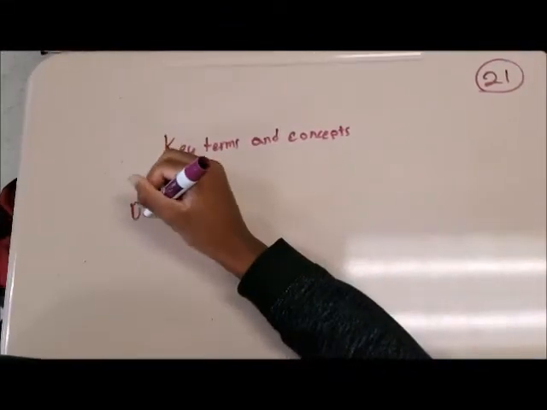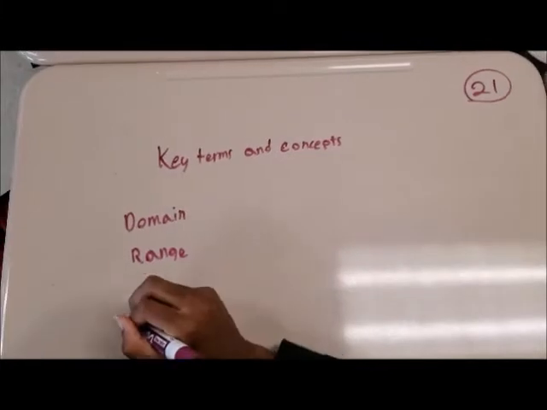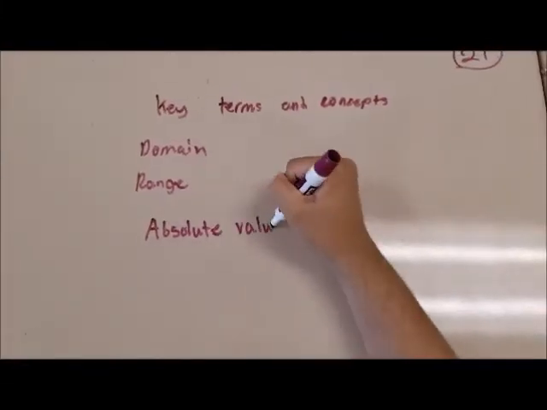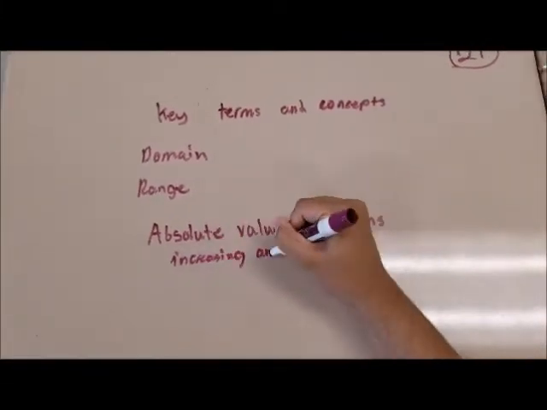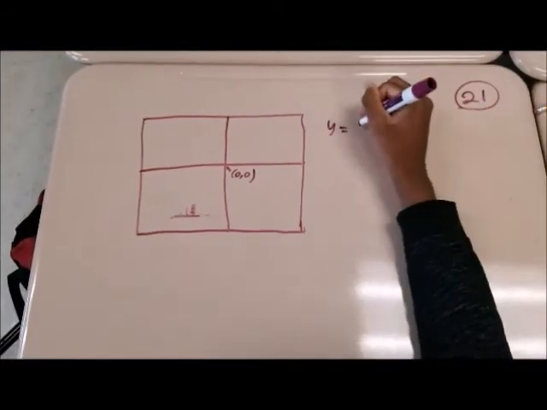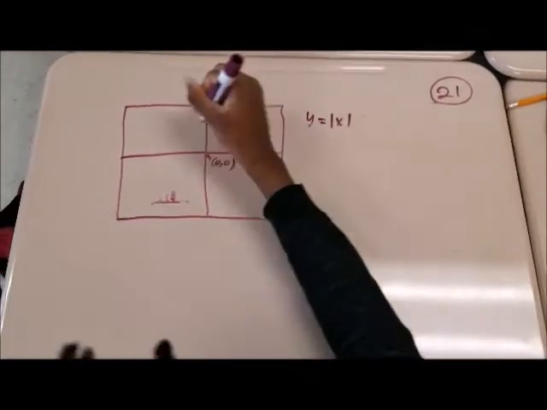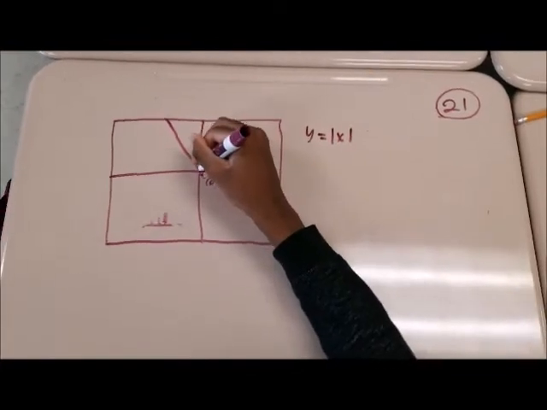Key terms and concepts for this lesson are absolute value graphing, domain and range, and increasing and decreasing. Here we'll be talking about the parent function, y equals absolute value of x.